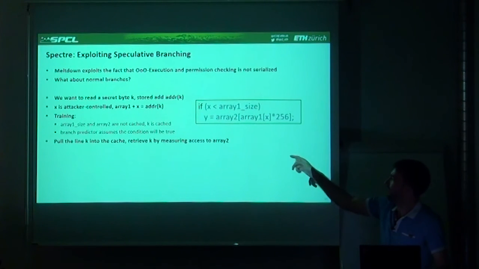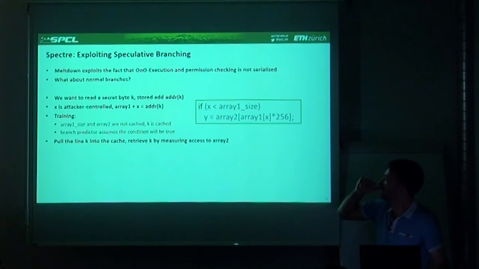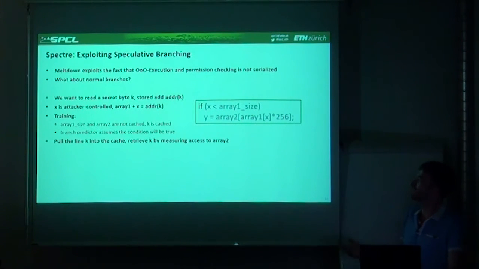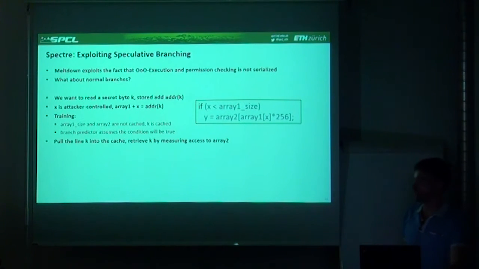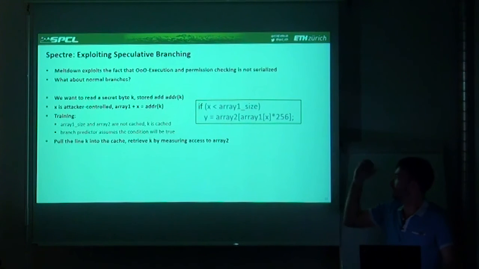And if we have this, then the attacker can do some training. The attacker can make sure that array1 size and array2 are not cached, but k is cached. How can we cache k? Well, let's assume this secret is like an SSH key or something like this, and we can just force the web server to access this key, but in a valid fashion, right? Just to check something, and then it's cached. And we need to make sure array1 size and array2 are not cached. Let's assume we can do that.